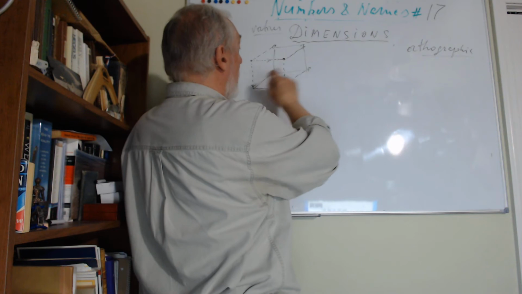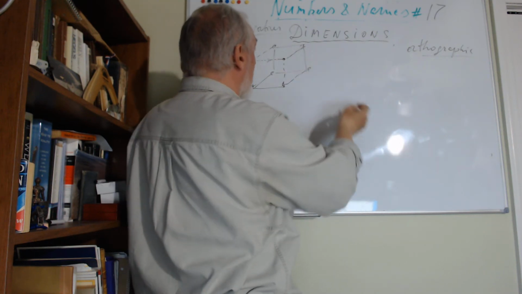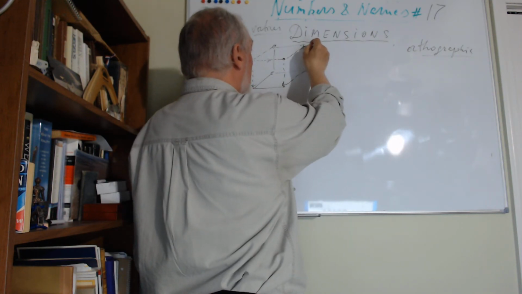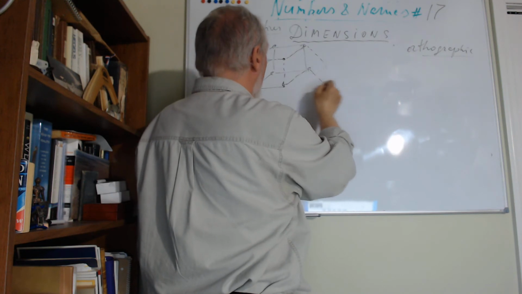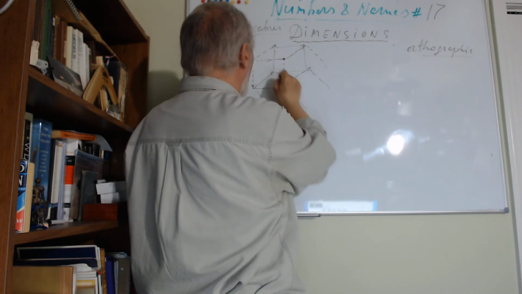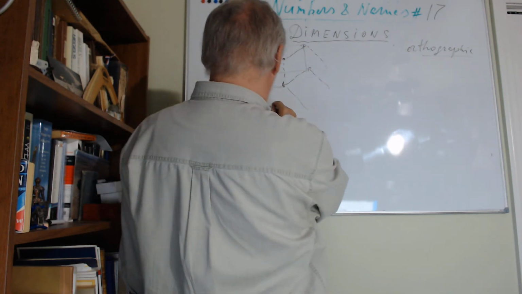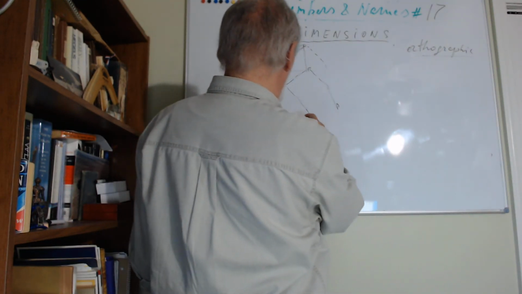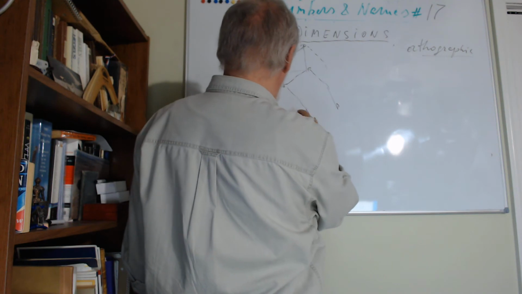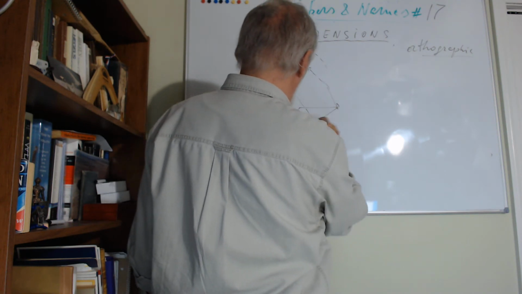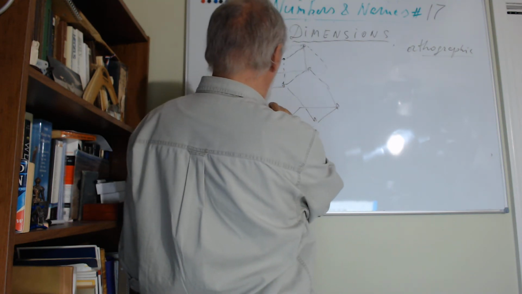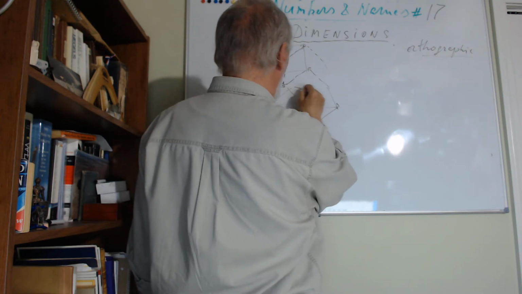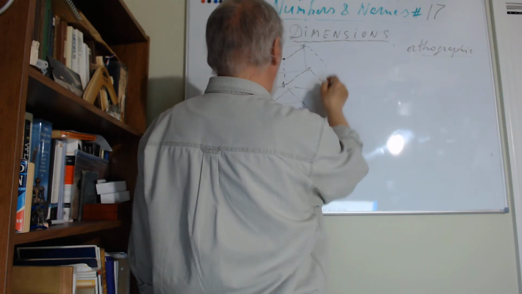So what do we do? Again, we do projections for each point. This way, this way, this way, this way, this way. After we make all these projections, we have the same cube, but projected here.